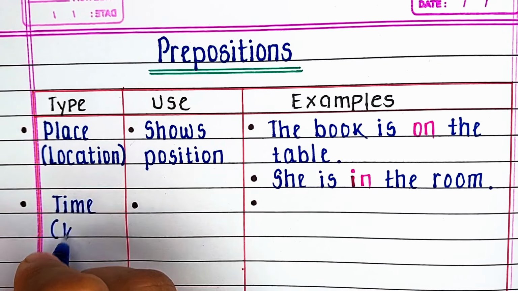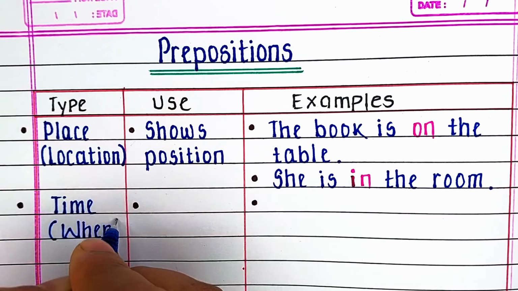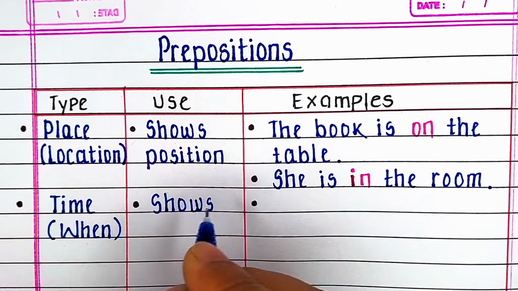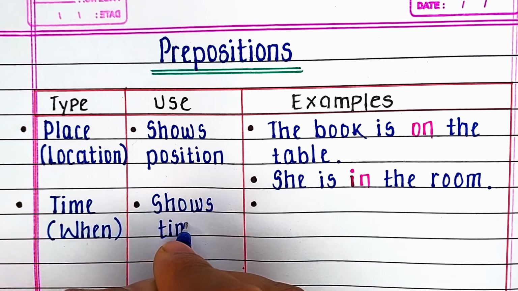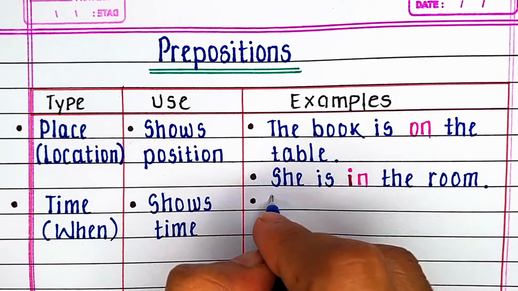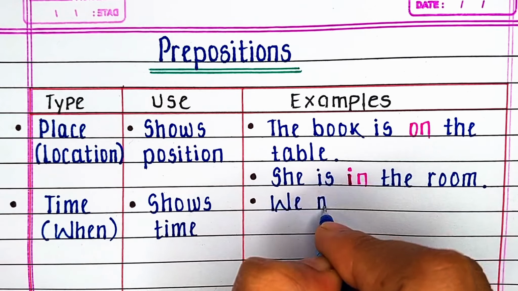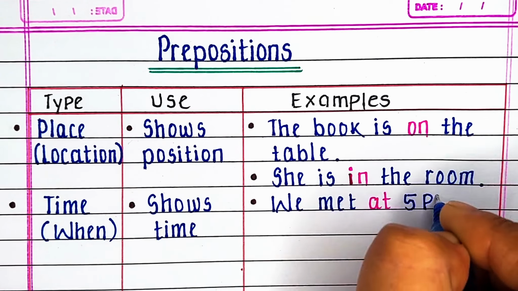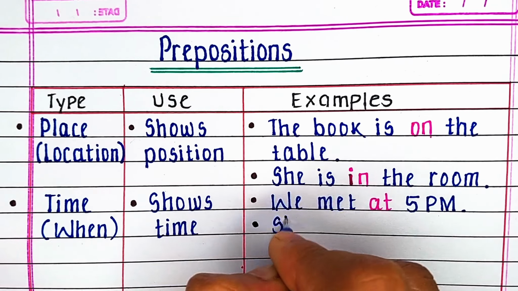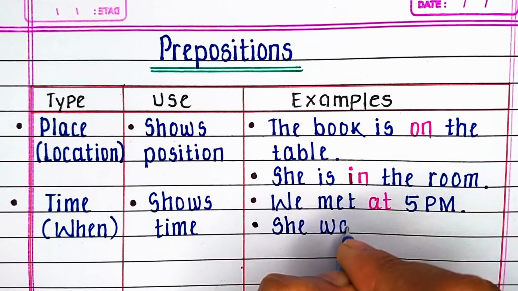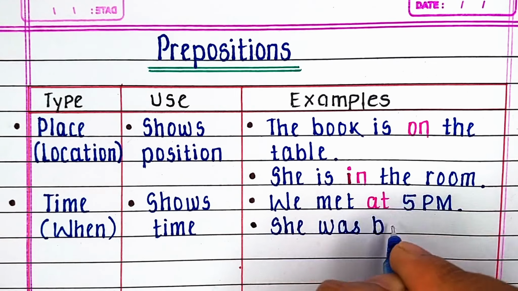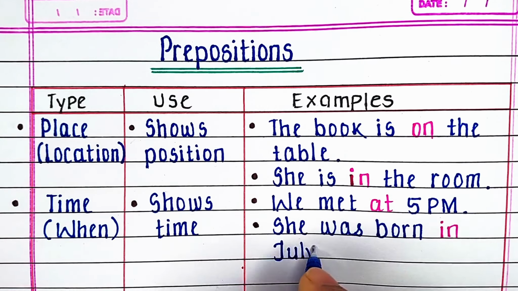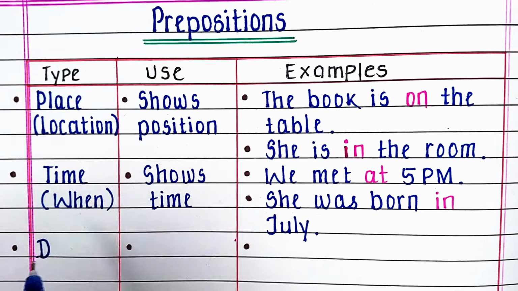Next type of preposition is time. They indicate when something happened. So, in the use we can write, they show time. For example, we met at 5 p.m. So, at is the preposition here and it is indicating when we met. Next sentence is, she was born in July. Here, in is the preposition and it indicates when the particular lady was born.